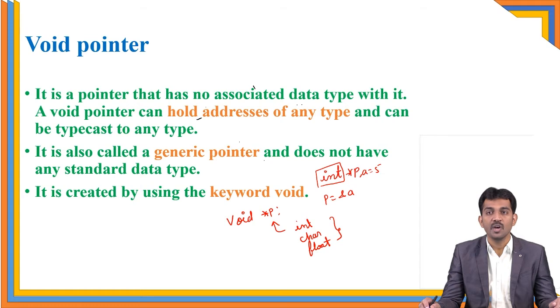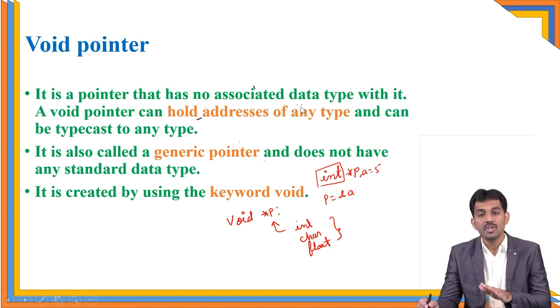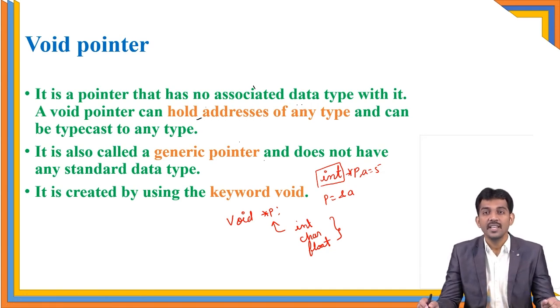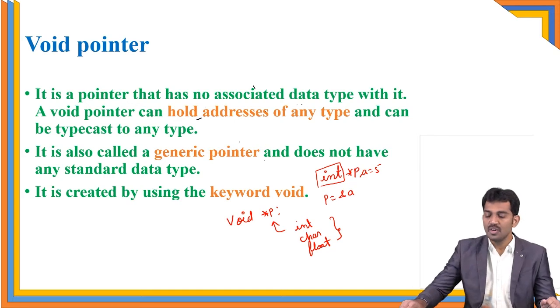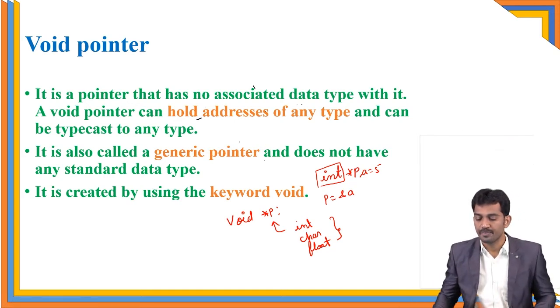A void pointer can hold the address of any type and can be typecasted into any type. Typecast means converting one type to another type, right? It is also called a generic pointer and does not have any standard data type, and it is created by using the void keyword. We will see what is the purpose of this.